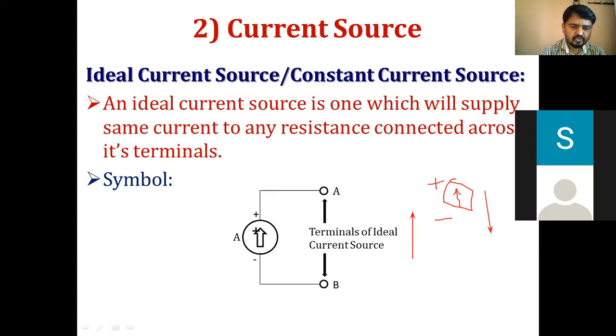Yes, sir. If there is no arrow and there is only a positive terminal and a negative terminal, that is a voltage source. If an arrow is there inside a circle, that is a current source. You have to think about that. Take down.